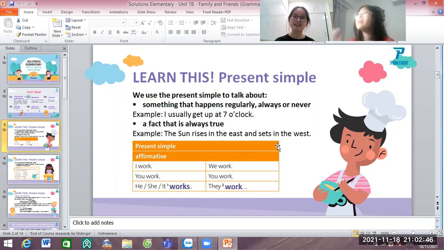Yes, I know. So, for example, I would say the water boils. The water boils at 100 degrees temperature. So that is a fact that is always true. Can you give me some example of a fact that is always true?